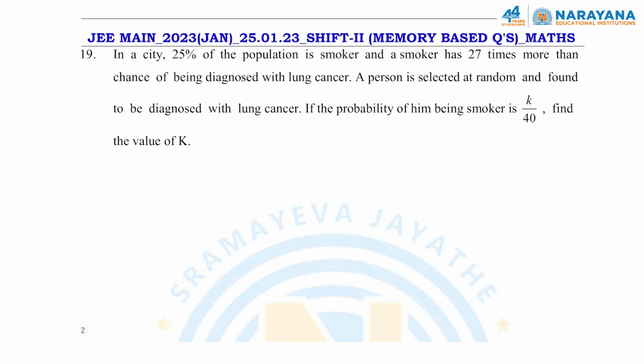So let us write: probability of smoker is 25 by 100, so 1 by 4. Probability of non-smoker will be 3 by 4, that is 1 minus 1 by 4. Now, he said a smoker has 27 times more chance than a non-smoker. I think here the question is not fully completed. Here the meaning is 27 times more than the person who is a non-smoker.